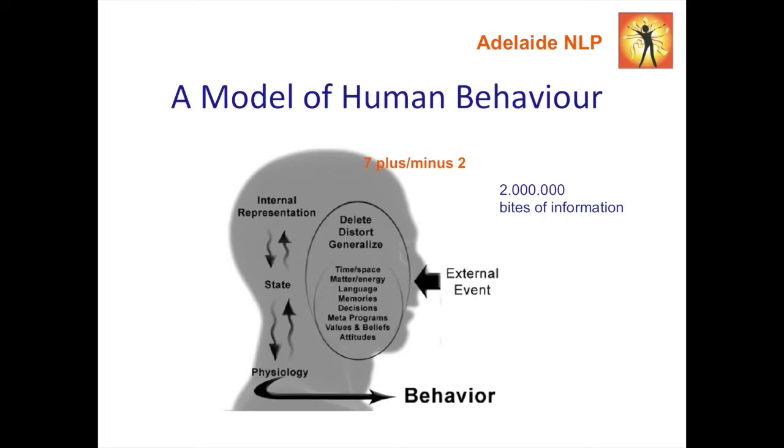So what are these filters, or how do they come about? Well, they're things like our memories, our decisions, our meta programs, which we'll talk about later, beliefs, attitudes, that sort of thing. It allows us to just concentrate and focus on those things we think are important. Of those things that we think are important, we're creating an internal representation. In other words, you've got a picture or a thought, that's a much easier way to look at it, of something that's happening at the moment. And that is only a small part of your whole reality. But it's that thought that you're putting your focus on.